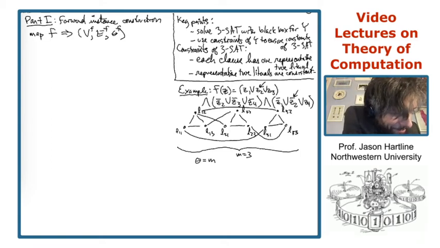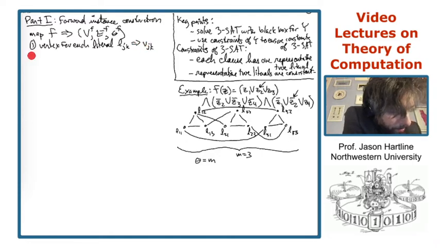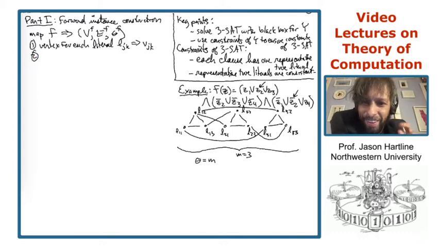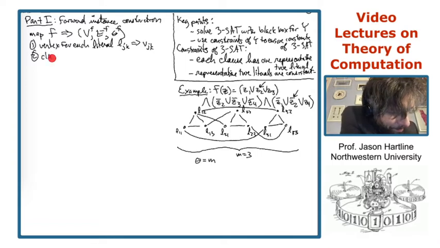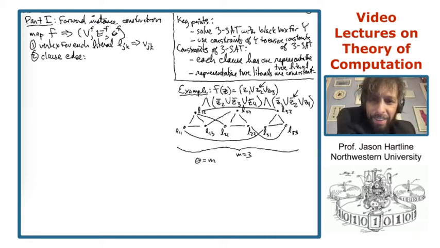Great, so let's write down our construction. Step 1, let's have a vertex for every literal. So L_jk is going to go to, and give me, a V_jk. Step 2, I'm going to introduce clause edges between vertices that correspond to literals in the same clause.